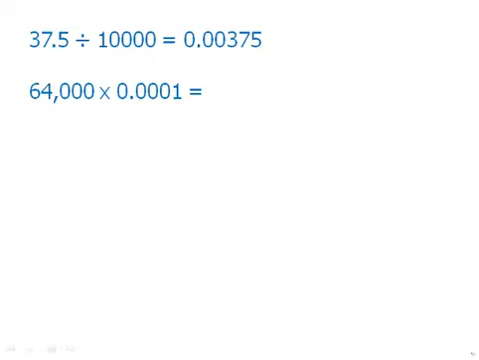64,000 times 0.0001, that is, times 1/10,000th. That has 4 factors of 10 also, because that is 4 decimal places. This means that the decimal point has to move 4 places to the left. It starts out next to that last 0. It winds up between the 6 and the 4.